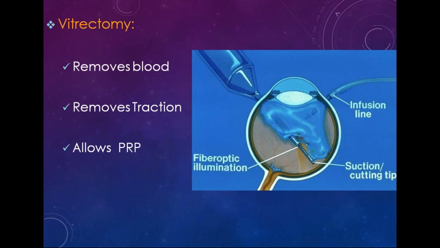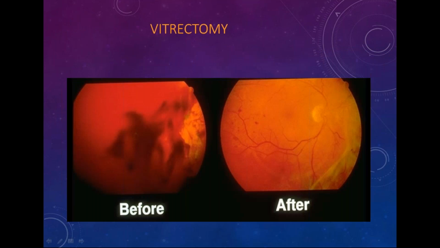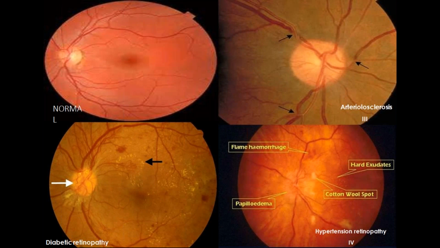The picture shows vitrectomy, where you can see the endo-illuminator, vitrector, and this is the infusion cannula to maintain the intraocular pressure. The function of the vitrectomy is to remove the blood, remove any tractional bands, and allow the PRP to function. The picture before vitrectomy and following vitrectomy: you can see how the retina appears clearly, and there is significant improvement in vision also.